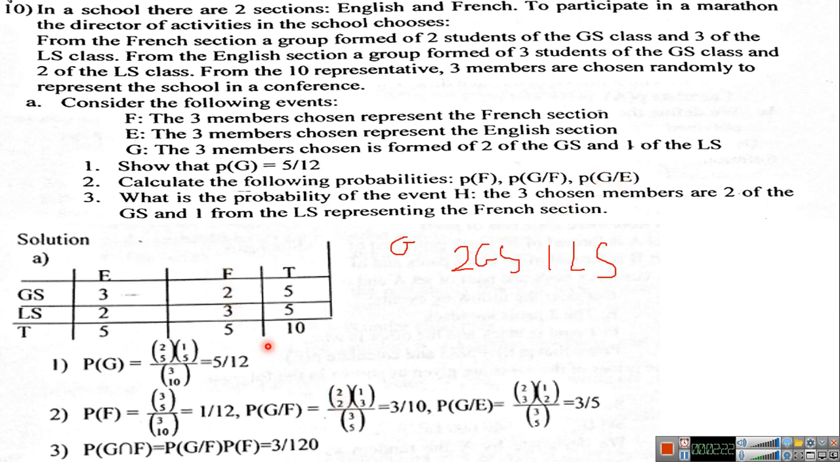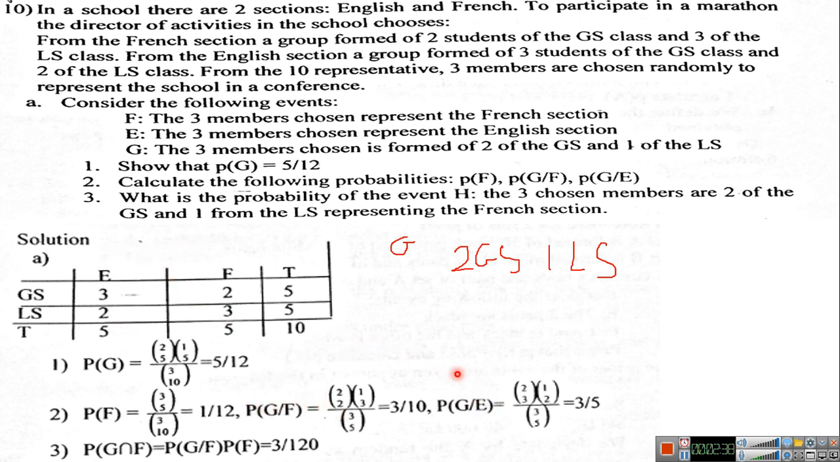And P of G knowing E. Knowing E, it means from the English section. So this is 2 out of 3, 1 out of 2 over 3 out of 5. But before I continue, knowing F, knowing E, either from French or from English, this is a total probability.